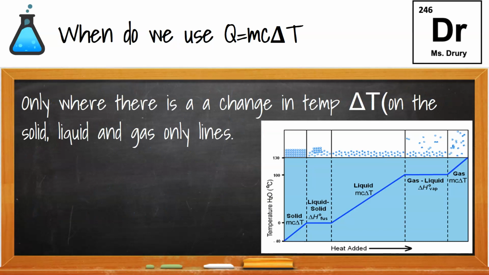So when do we use Q equals mCΔT from our last video? We can only use it if there is a ΔT, or a change in temperature, which means if we go back to our phase change diagrams, we can only use it on the solid only, the liquid only, or the gas only lines, which would kind of make sense if you also think of it in terms of specific heat. You can only use it if you're specifically talking about a solid, specifically a liquid, or specifically a gas, because there is going to be no specific heat for a solid and a liquid together.